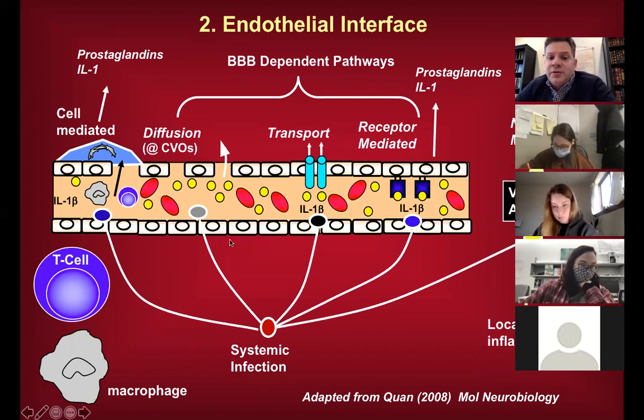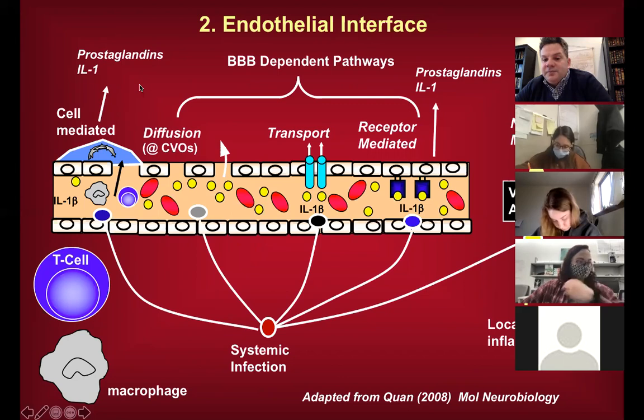Okay, so there's an idea that IL-1 can be transported across. There's the idea that it signals to the IL-1 receptor, and the endothelial cells in turn respond by making prostaglandins. Maybe they make IL-1 as well. This is the diffusion idea. And then there's also this idea that if you have recruitment of cells and they get stuck within that perivascular space, you also see that they can signal, produce IL-1, prostaglandins. So any of these four ways can be signaled.